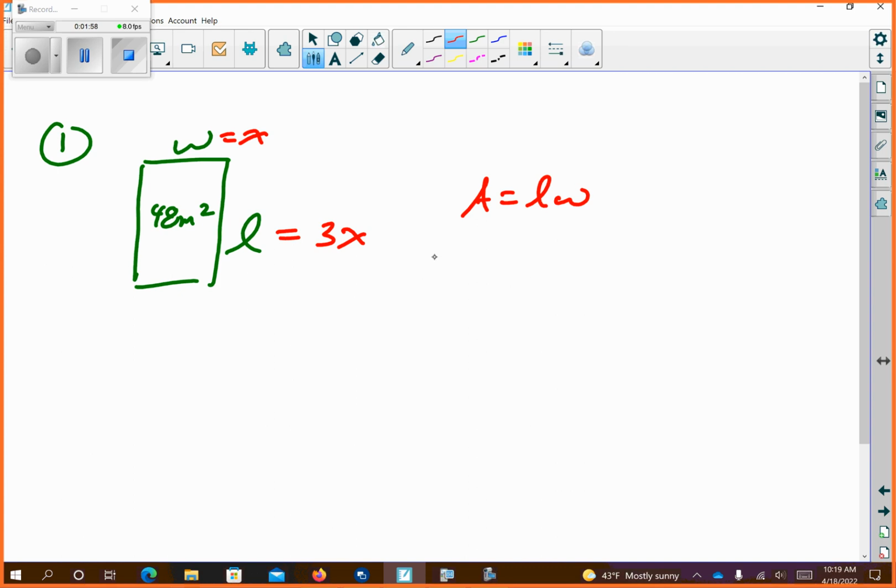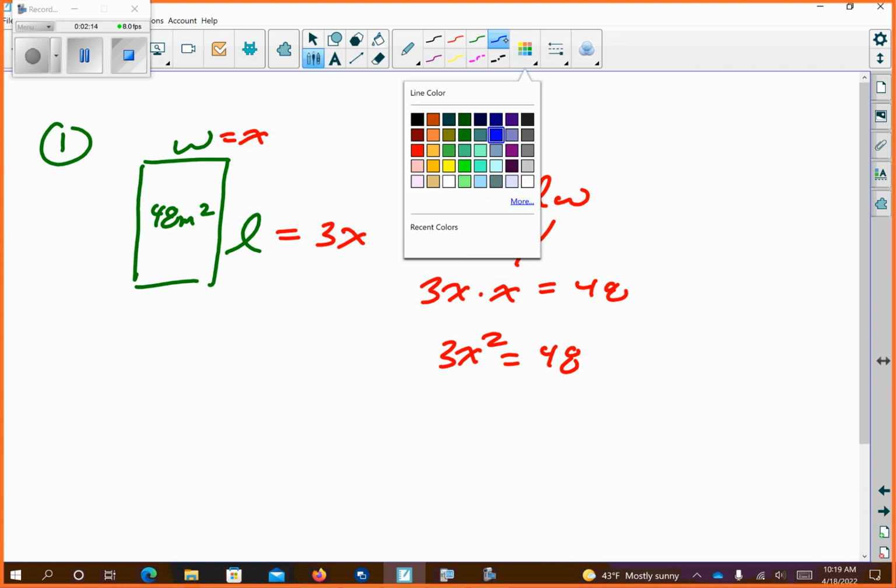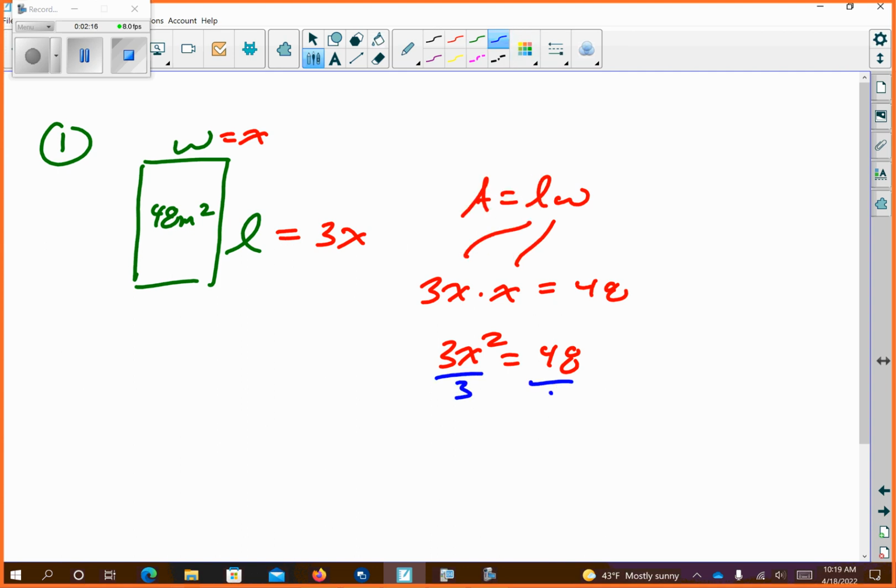All right, so I know that if I have a length of 3x and I have a width of x, if I plug those in, and I know my area is 48. If I multiply those together, I get 3x squared equals 48. And then we need to start solving it. So divide each side by 3. 48 divided by 3, I think this week is 16.